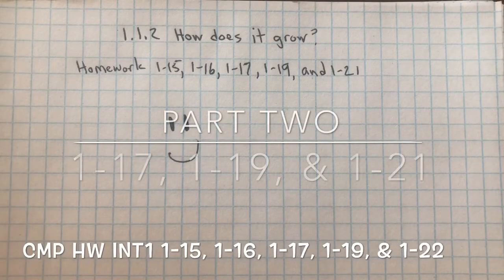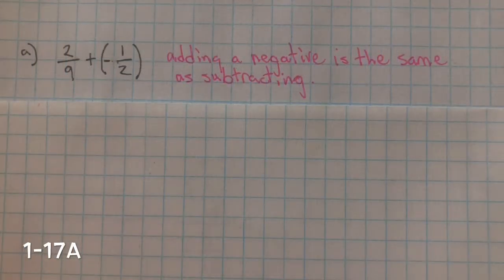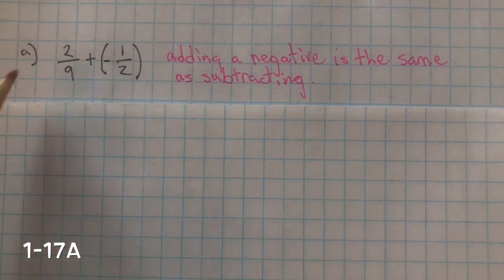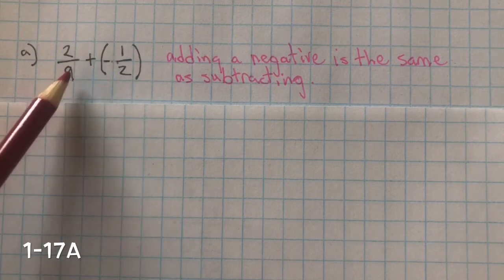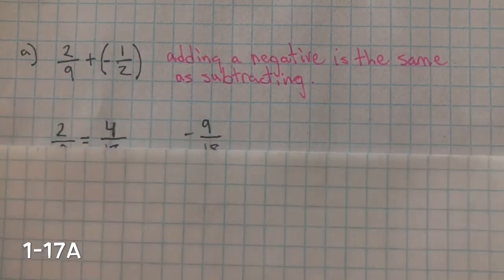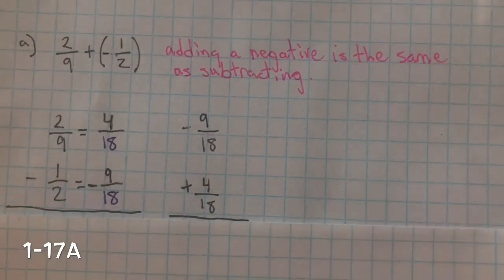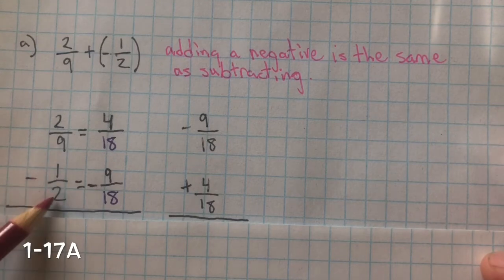This is the homework for 115, 16, 17, 19, and 21. For problem 117, you need to simplify each expression. 2/9 plus a negative 1/2. When you're adding a negative, it's the same as subtracting. So here I have 2/9 minus 1/2.